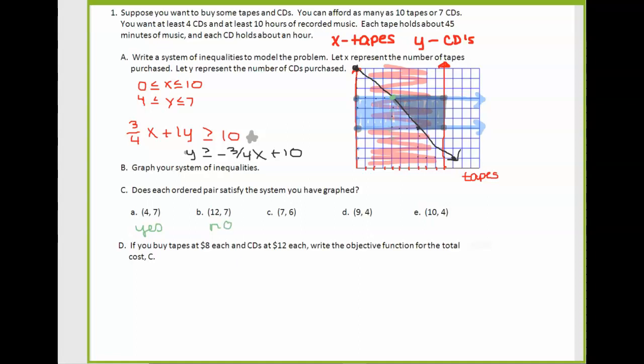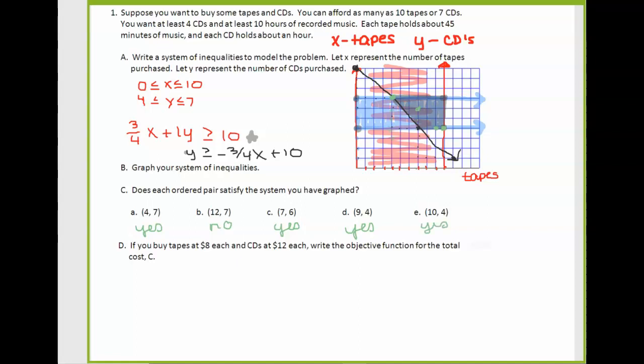7, 6. That's in my shaded region, so it's a yes. 9, 4. That also works. And 10, 4. That also works. It is another corner.